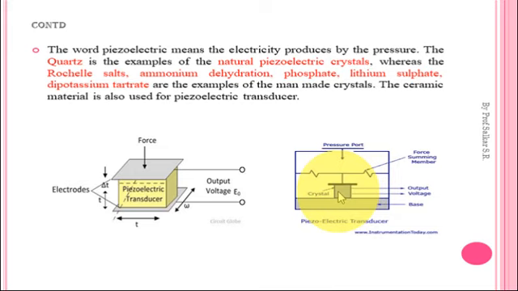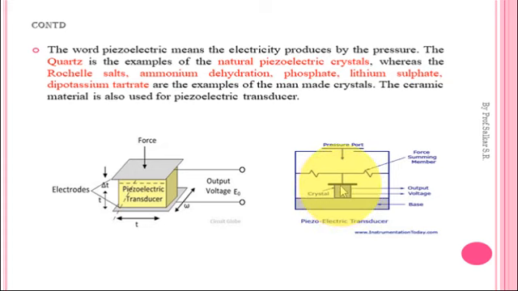So this crystal is nothing but quartz crystal. It may be other crystals such as Rochelle salt, ammonium dihydrogen phosphate, etc. So we know that crystals have the property that when they are subjected to pressure, they produce an output voltage. So now here, when pressure is given to the crystal, this crystal produces an electromotive force around itself.